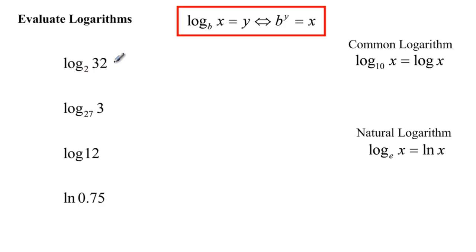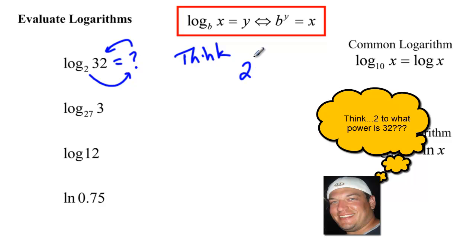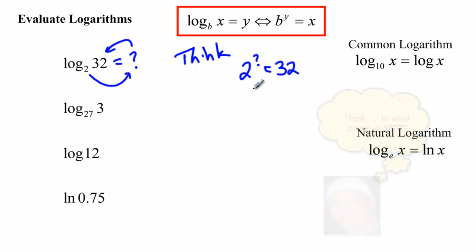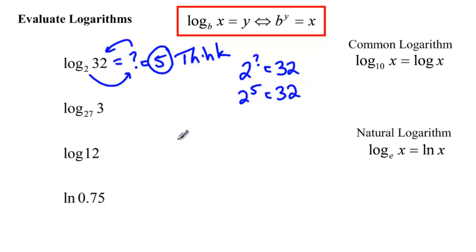log base 2 of 32, we don't know what that is. But what I can do is I can think, 2 to what power is 32. That's what I'm thinking. So think, should put a little thought bubble up there, but think 2 to what power is 32. And if you know your powers of 2, you know 2 to the 5th power is 32. And so then what I'm going to do is I'm going to say 2 to the 5th power is 32. So the log base 2 of 32 is equal to 5. And I've just evaluated that.